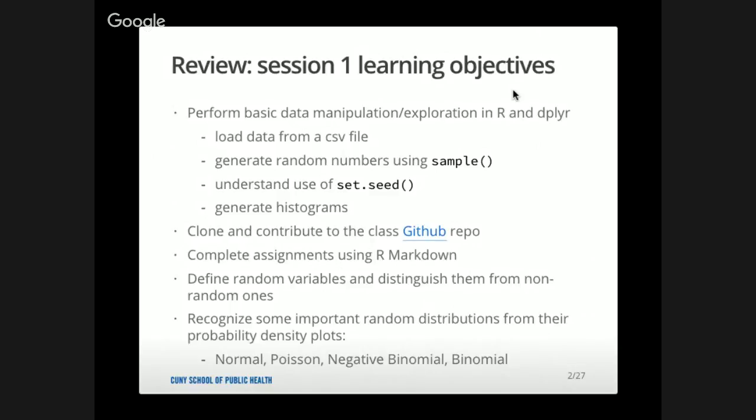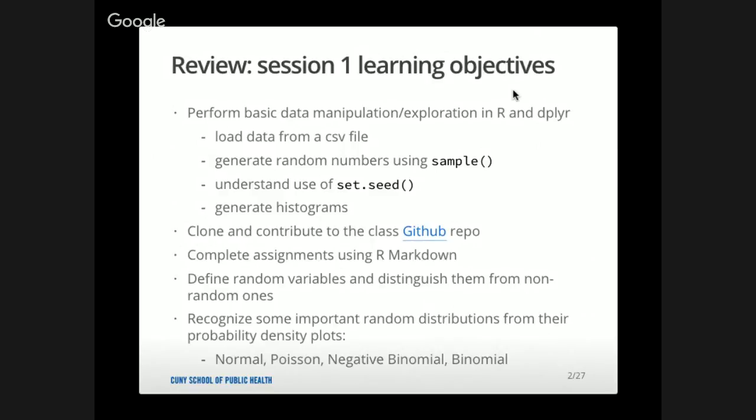I think you have also cloned the GitHub repo, and most of you have managed to contribute to it as well through a direct push. And you've made assignments either in R or R Markdown. By the end, you'll be using R Markdown. It's fine if you're not using it yet.